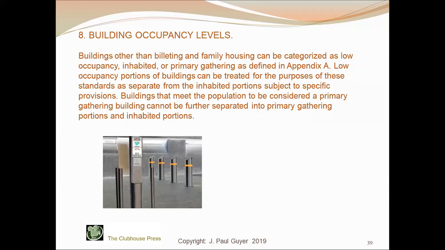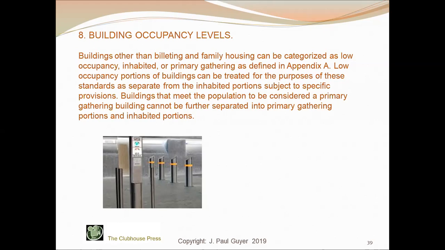Buildings other than housing buildings can be categorized as either low occupancy, inhabited, or primary gathering. So those are the categories for occupancy of buildings. Low occupancy: there aren't going to be many people in this building. Inhabited: there are going to be quite a few people in this building. And then a primary gathering building is one with a lot of people in a confined space, like an auditorium or a church, something like that.